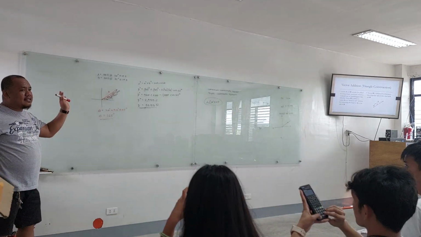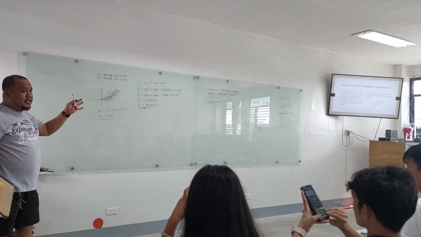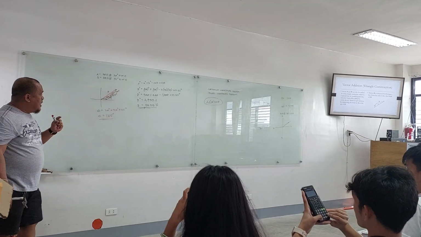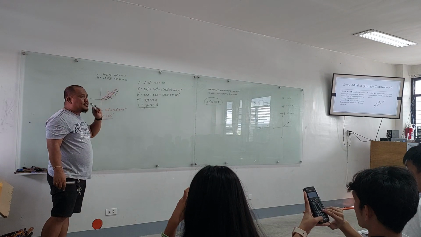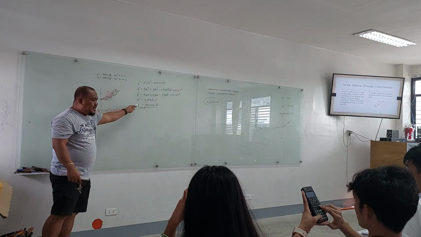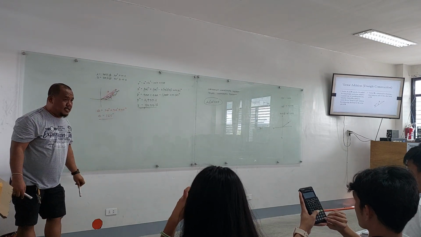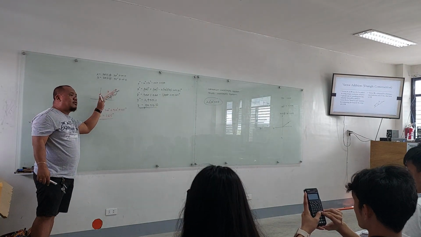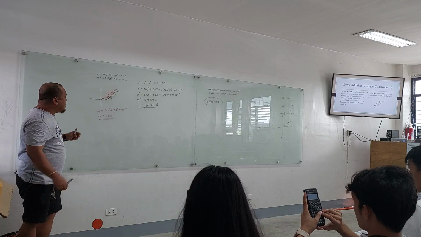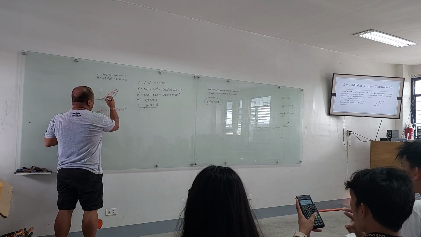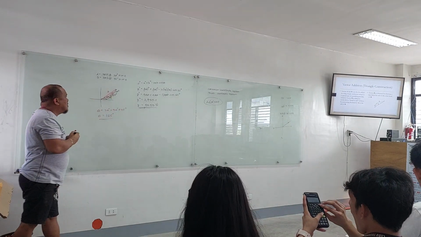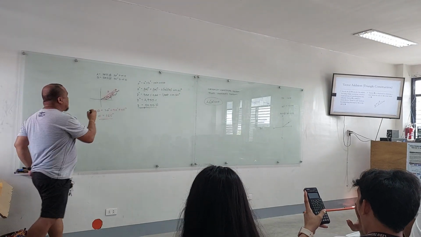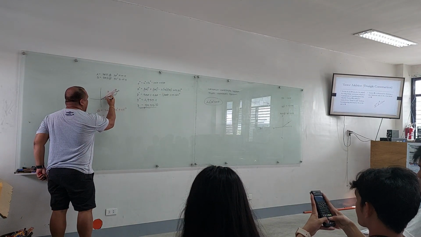But again, that is not the final answer. Why? Because the answer should be a vector quantity, but what we get here is just the magnitude. If we go back to the drawing and analyze it, there is another angle here, which we call angle beta.